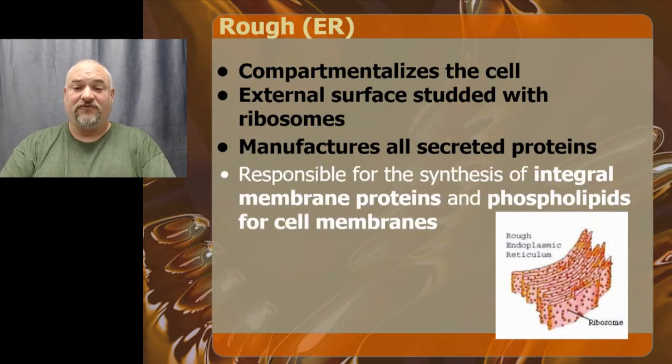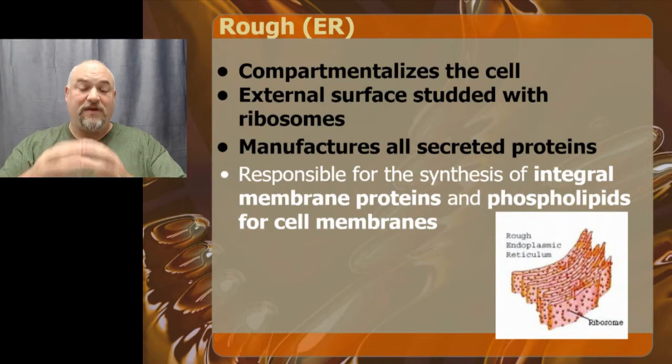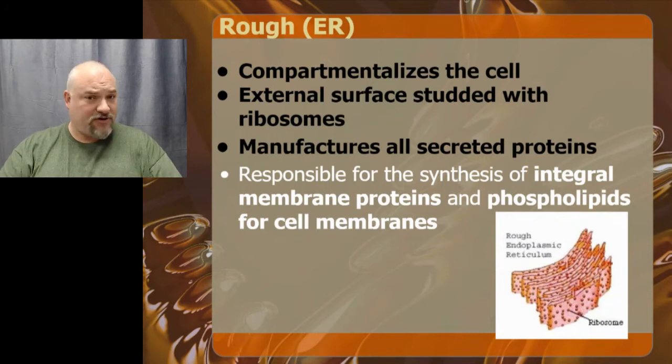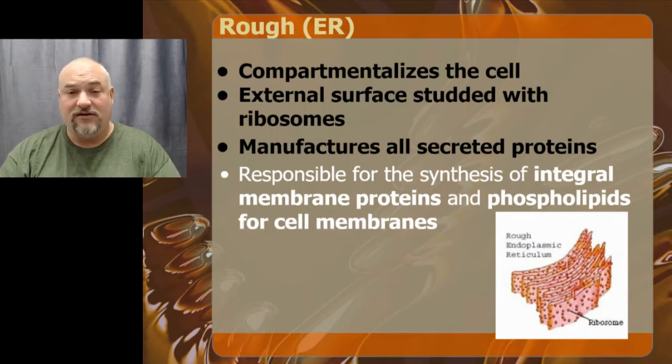It's also mainly responsible for the synthesis or production of integral membrane proteins and phospholipids for cell membranes. So it is a big part of making those membranes that form the cell membrane and the membranes around these various organelles we're going to talk about. And if those membranes have proteins that need to be embedded in them to do certain functions, like synthesizing ATP or allowing certain molecules to diffuse through the cell membrane, they will be made here on the rough ER.